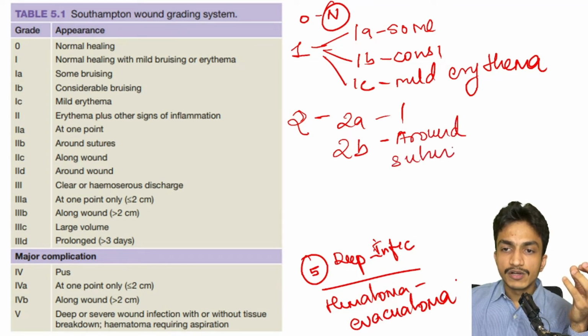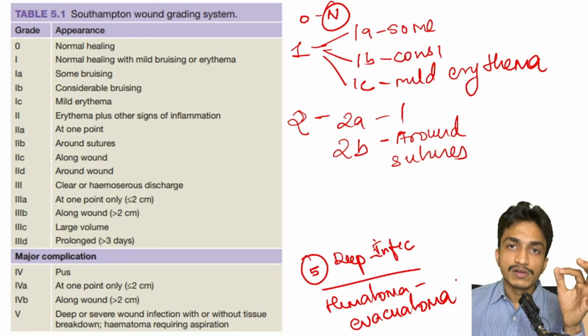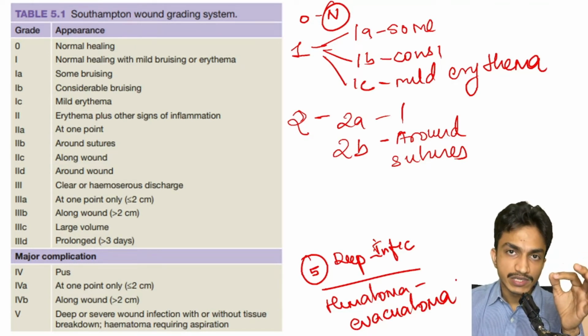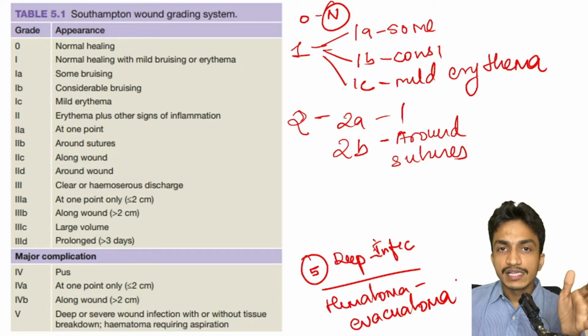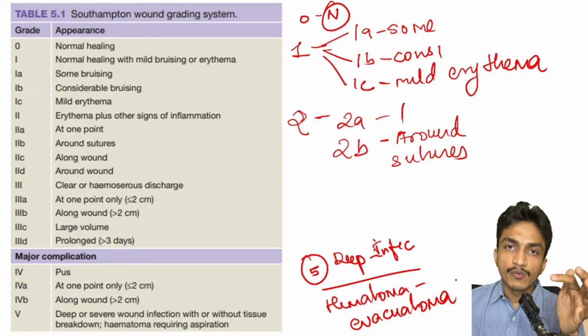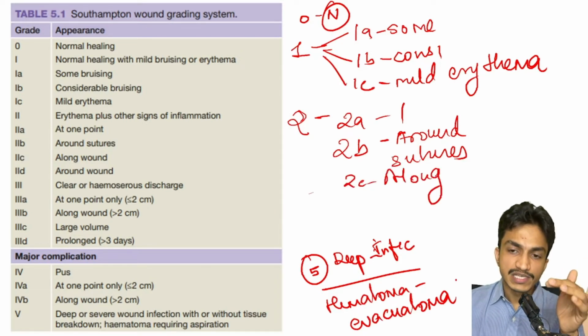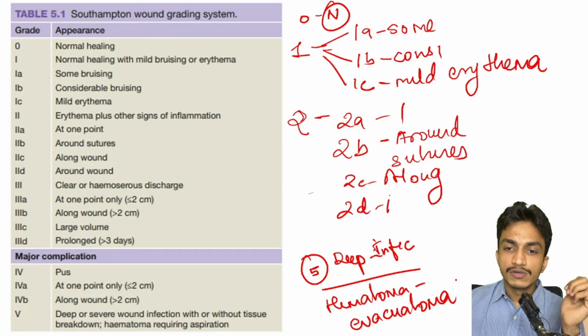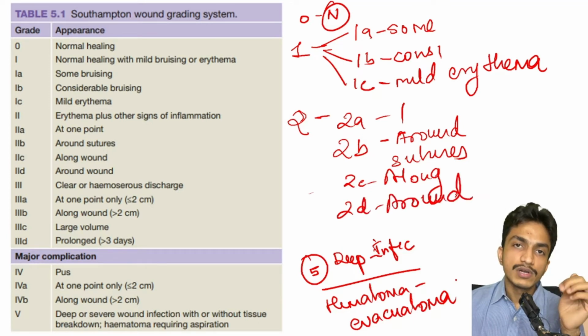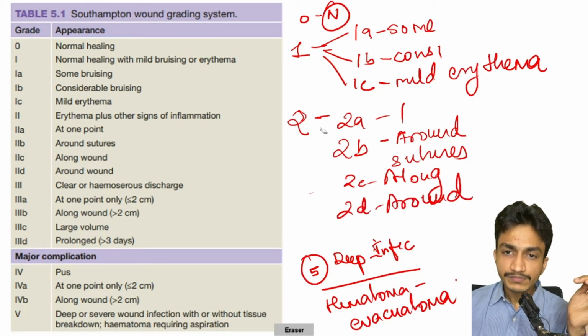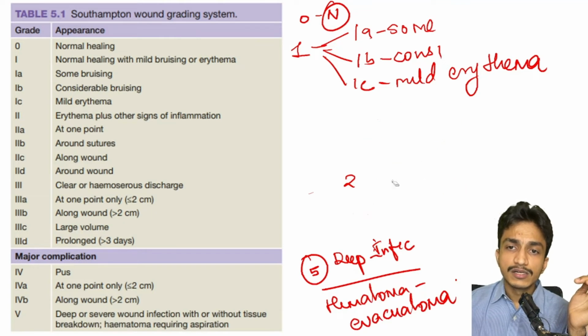So try to remember it logically. There will be some redness, then considerable redness around the wound, then mild erythema of the surrounding skin, then that erythema with inflammatory signs along one suture, then around a few sutures, then along the whole wound, only along the stitch line basically, and then around the whole wound and surrounding skin area. So that is grade 2.